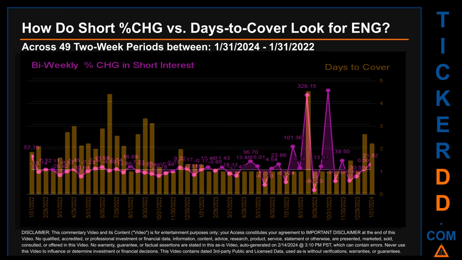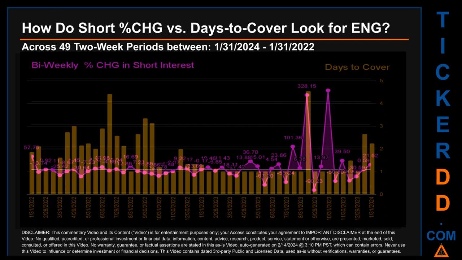Zooming out, I looked across 49 2-week snapshots, from latest found, January 31, 2024 to oldest found, January 31, 2022. In the graph, I overlaid bi-weekly percentage change in short interest against days to cover. Across these 49 2-week snapshots, the average percentage change of short interest was about 9.62%.